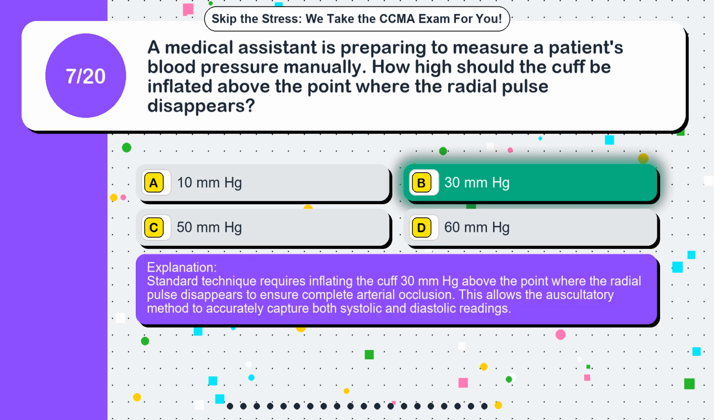Standard technique requires inflating the cuff 30 mm Hg above the point where the radial pulse disappears to ensure complete arterial occlusion. This allows the auscultatory method to accurately capture both systolic and diastolic readings.